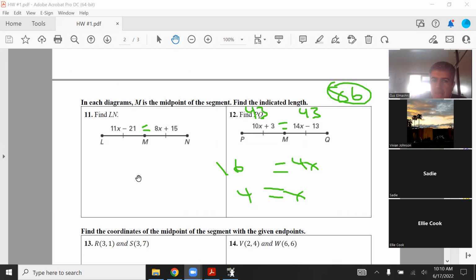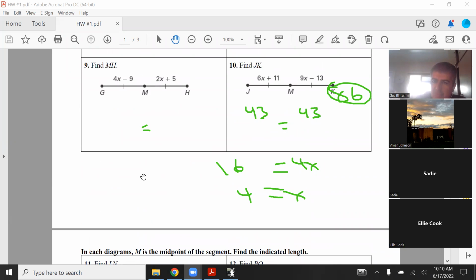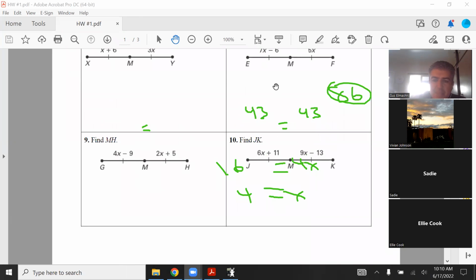So that's that one. And I will work through these and scan and upload all the solutions for you to view. I haven't had a chance to do it because I was busy watching the NBA finals, got the trophy.